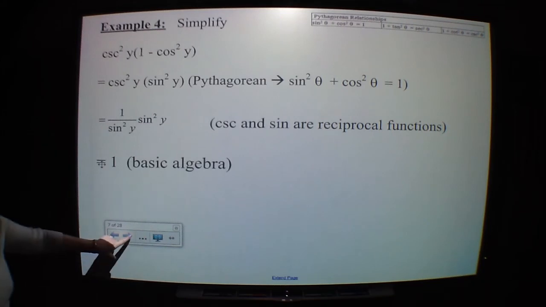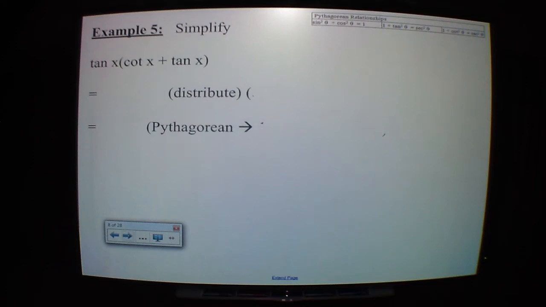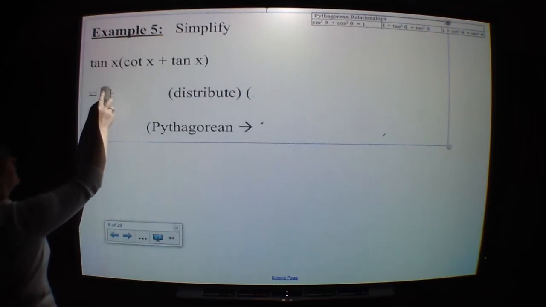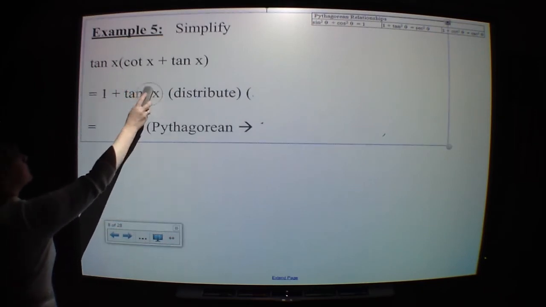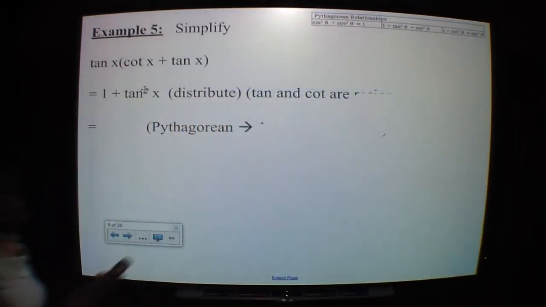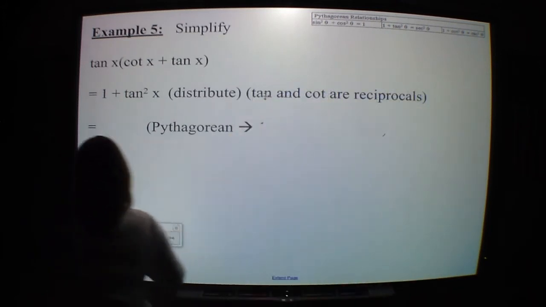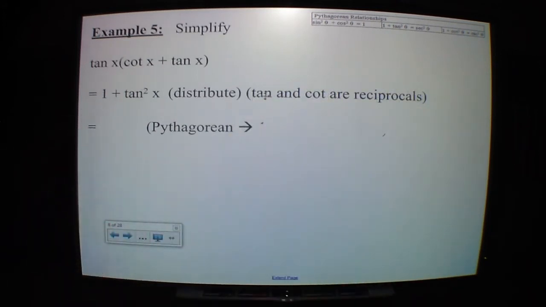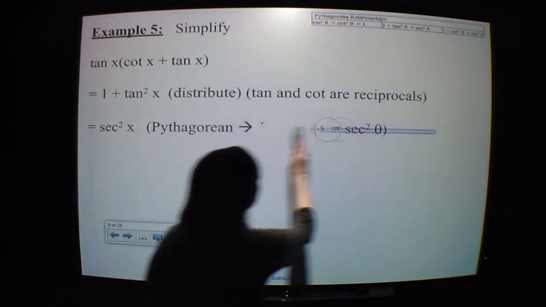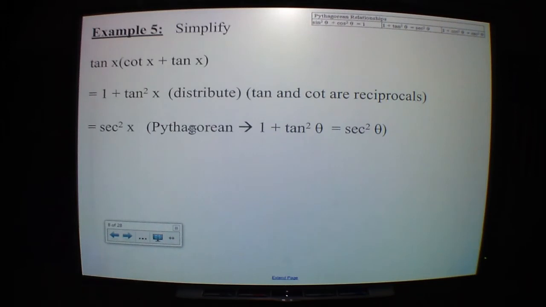I'm done. Next one. Tangent of x times the quantity cotangent of x plus tangent of x. I'm going to distribute. When you distribute that, tangent times cotangent is 1, plus tangent squared. Tangent and cotangent are reciprocals of each other. And then 1 plus tangent squared is equal to secant squared. Look at your Pythagorean relationships. So it's secant squared, and you're done.